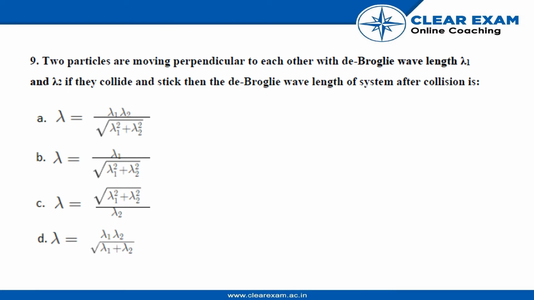So question 9 is: two particles are moving perpendicular to each other with de Broglie wavelengths lambda 1 and lambda 2. If they collide and stick, then the de Broglie wavelength of the system after collision is? Okay, so the question is very simple. Let us understand it well first before going to the solution.